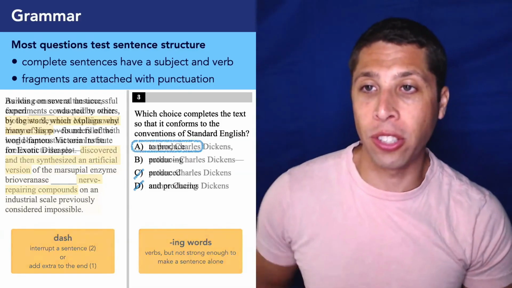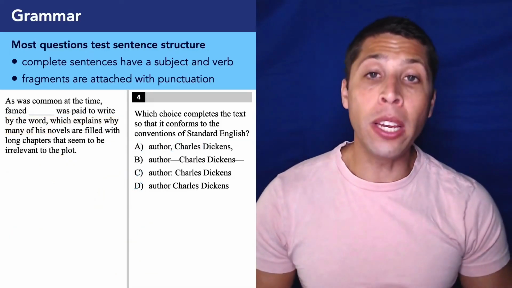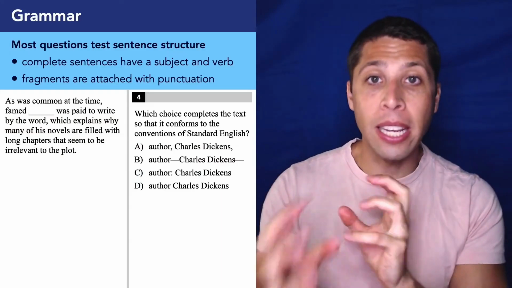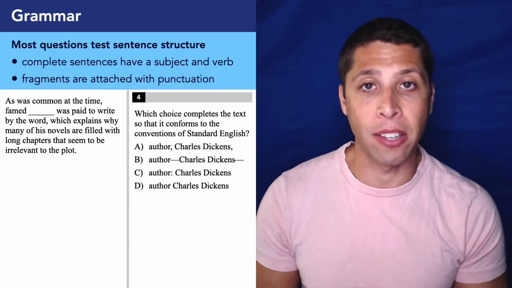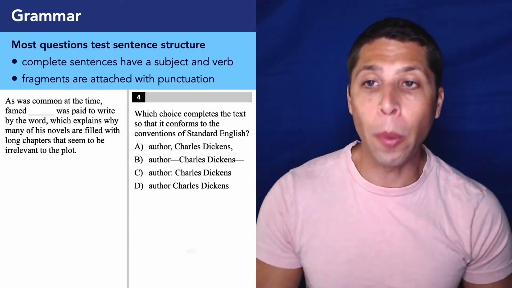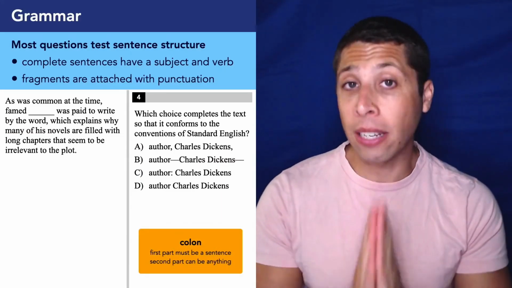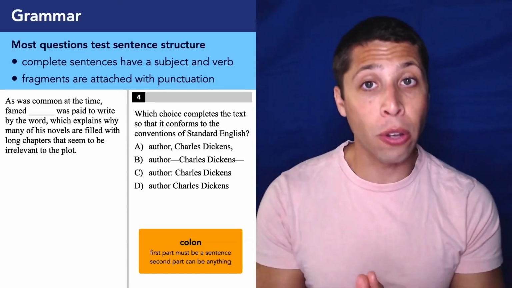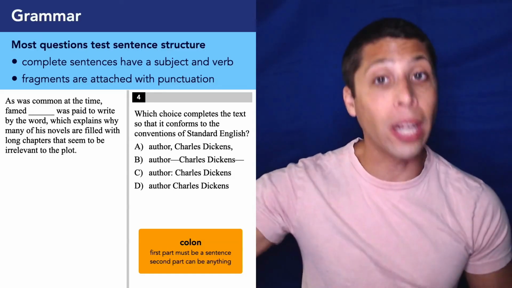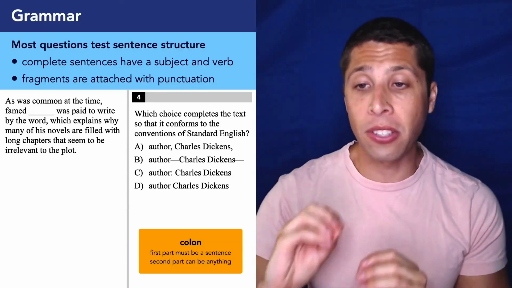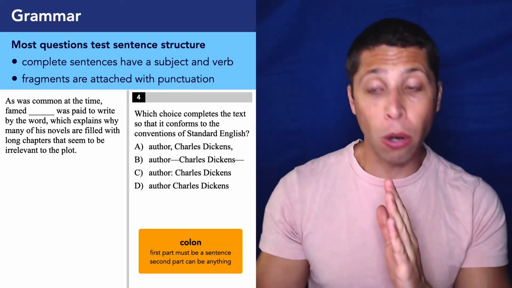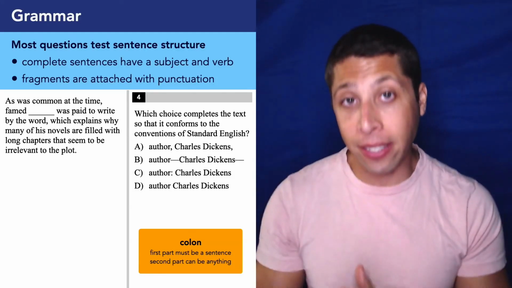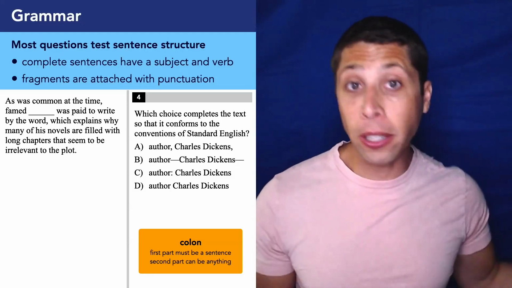Let's do one more question as quickly as we can. Here we have a bunch of different ways of breaking this Charles Dickens off from the rest. But the first thing I notice is choice C, where we have a colon. Okay, colons have very set rules, like semicolons. We should go to those first because if they break that rule, we can quickly cross out that choice. For our purposes here, the first part before the colon must be a complete sentence that could stand on its own. The second part can be anything.